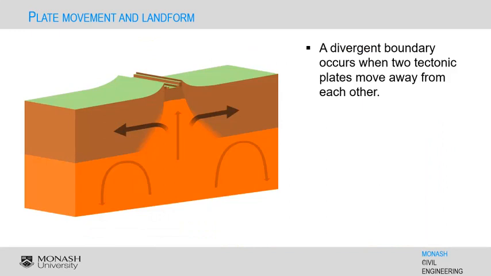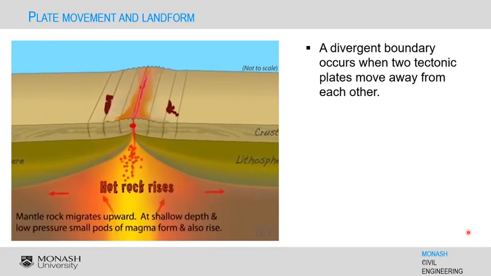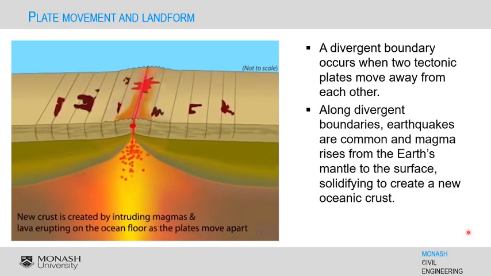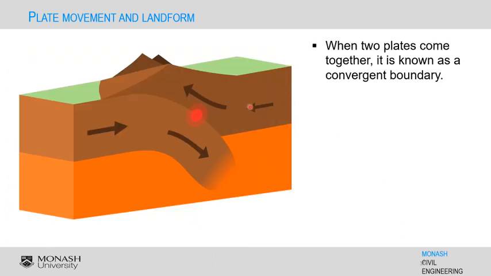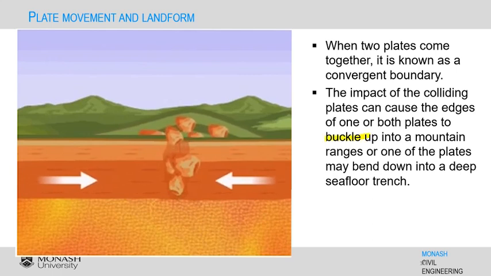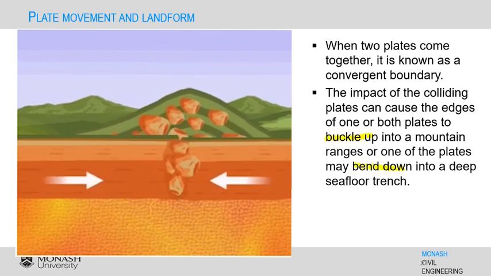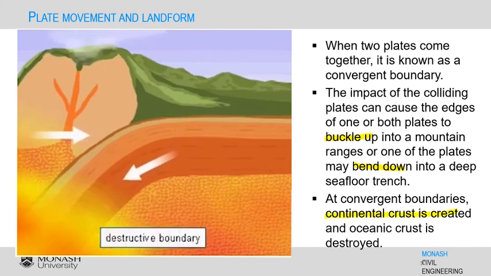A divergent boundary occurs when two tectonic plates move away from each other. Along these boundaries, earthquakes are common and magma rises from Earth's mantle to the surface, solidifying to create new oceanic crust. When two plates come together, it is known as convergent boundary. The impact of the colliding plates can cause the edges of one or both plates to buckle up into mountain ranges, or one of the plates may bend down into deep sea floor trench. Thus, at convergent boundaries, continental crust is created and ocean crust is destroyed.